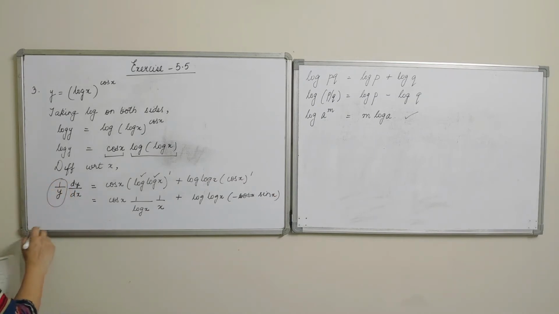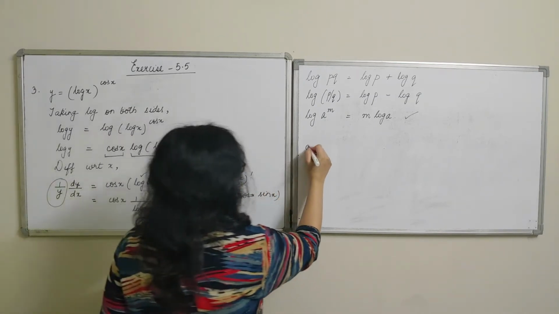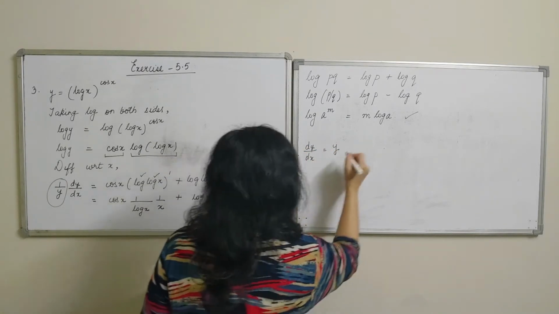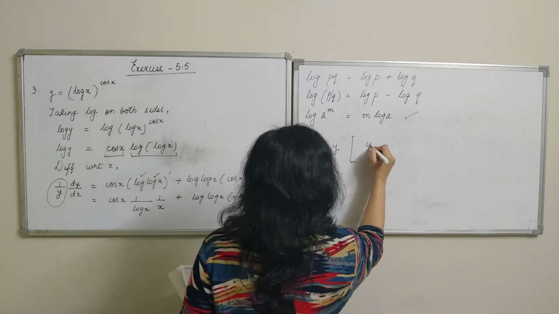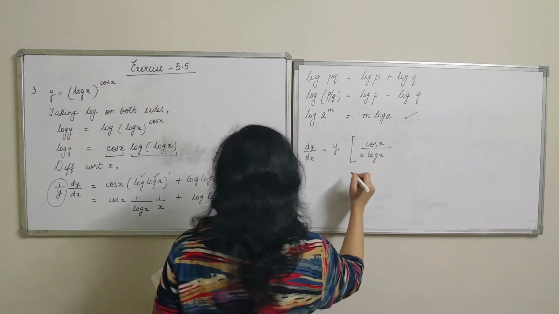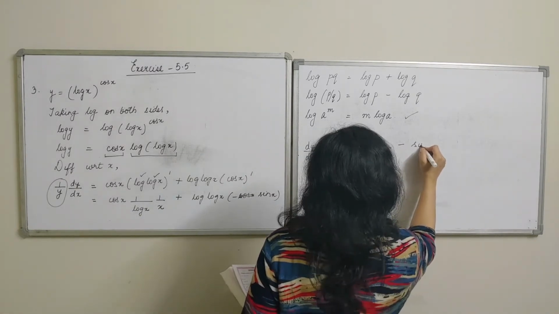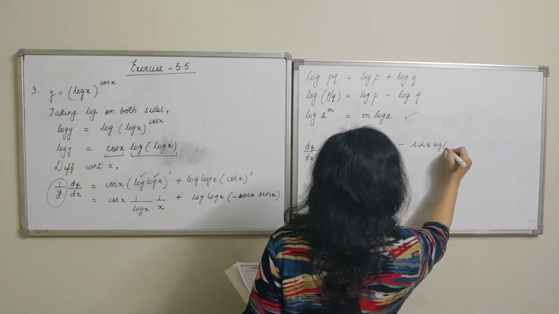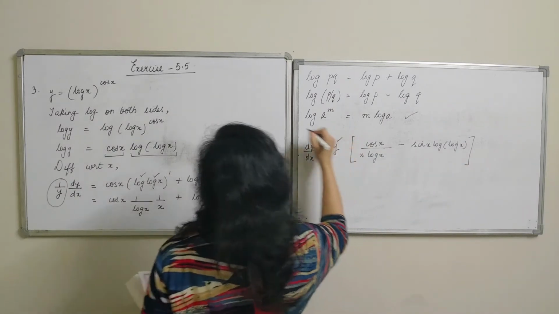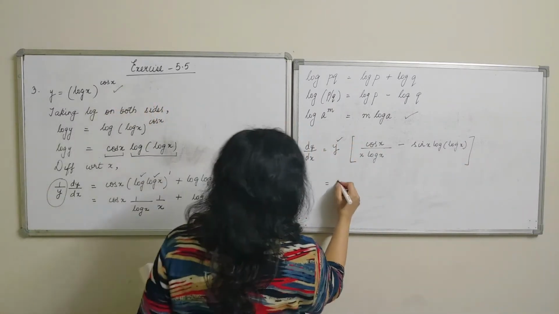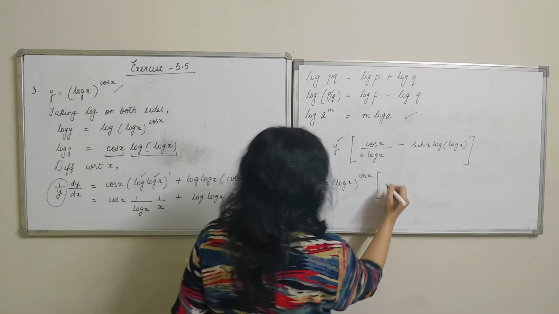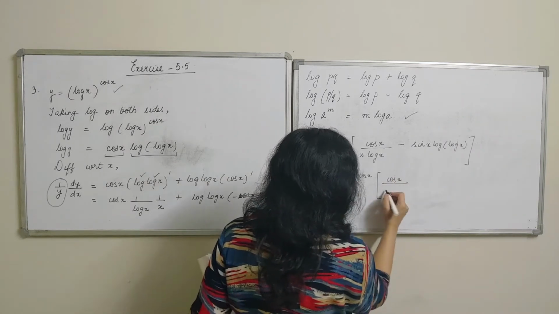So here is 1 upon y, which on the right side can be written as dy by dx is equal to y into the right hand side expression, which is cos x upon x log x minus sin x into log (log x). So here we are going to replace y. We know y is this function. So (log x) to the power cos x into the terms in the bracket.